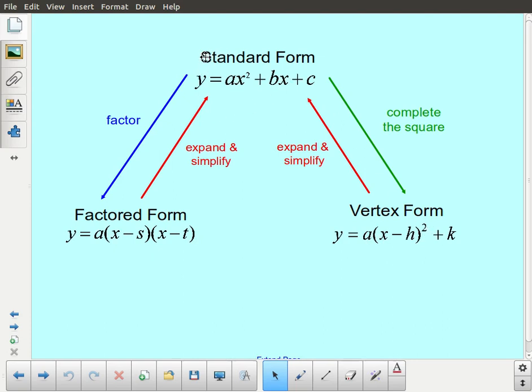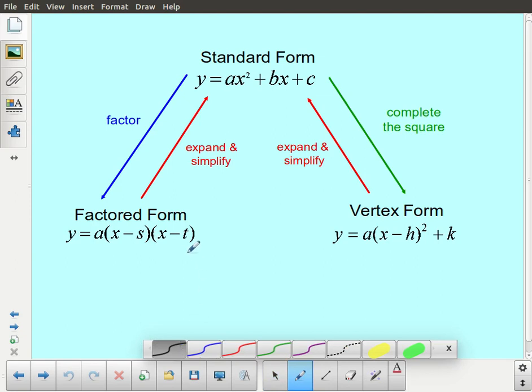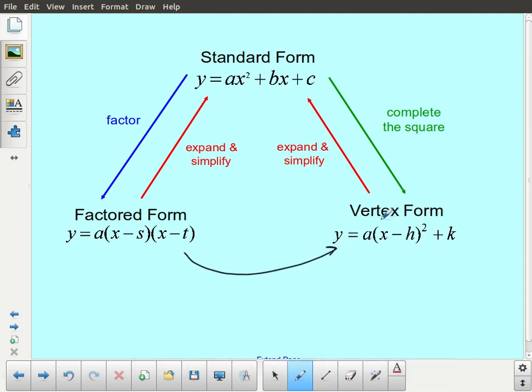The process to go from standard form to factored form, obviously given the name factored form, you might anticipate this, is the process of factoring. And then there is the process of completing the square, and that's how we go from standard form to vertex form. There's also a way to actually go from factored form to vertex form, but it's not a process.